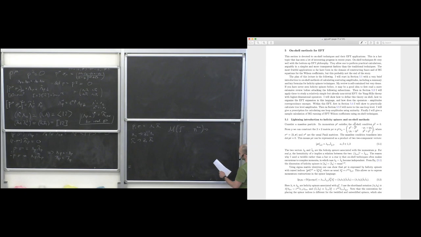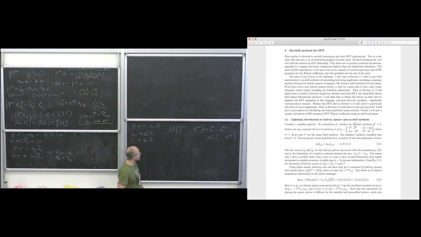Under this transformation, the amplitude must transform as z1 to the power of minus 2h1, and the same for the other particles up to zn to the minus 2hn. So the transformation under the U1 little group determines the helicity of the particle.